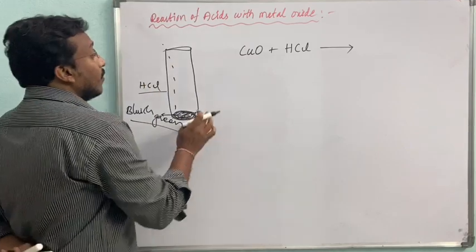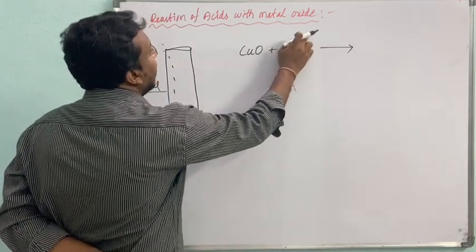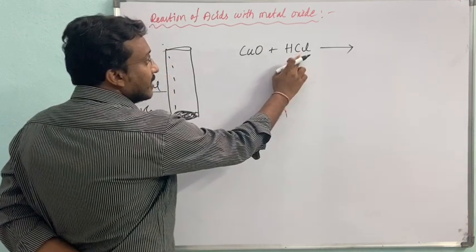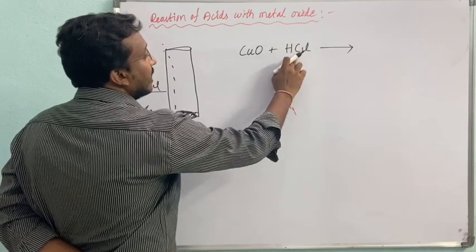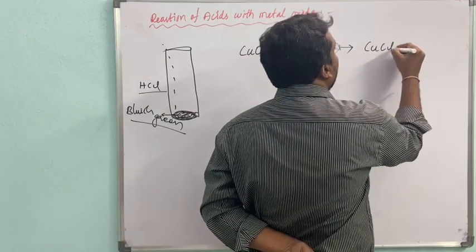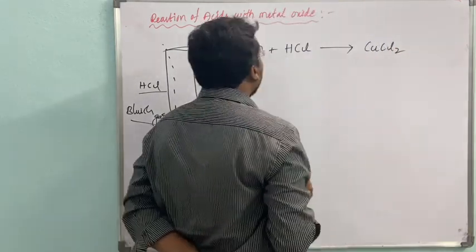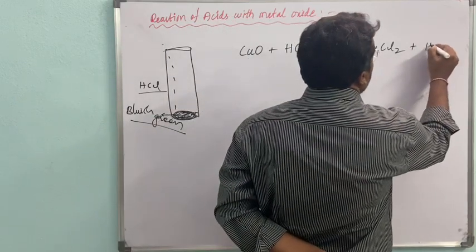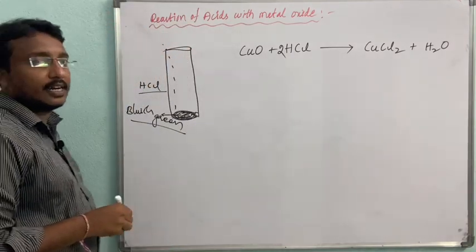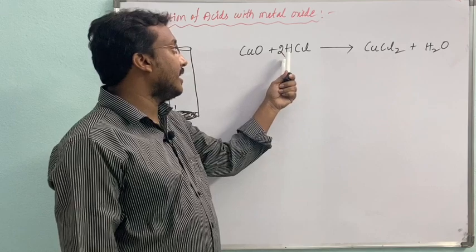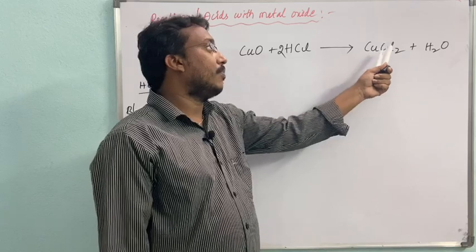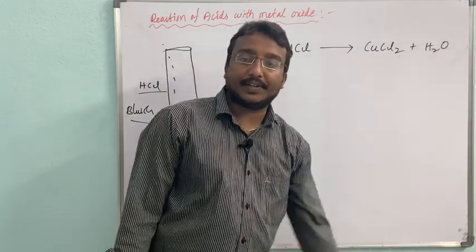Why does it turn, sir? When the color is changing, it means a chemical reaction takes place between hydrochloric acid and copper oxide to form cupric chloride, and we get water. Okay, this is the balanced equation, right? When copper oxide reacts with hydrochloric acid, it gives copper chloride and water.